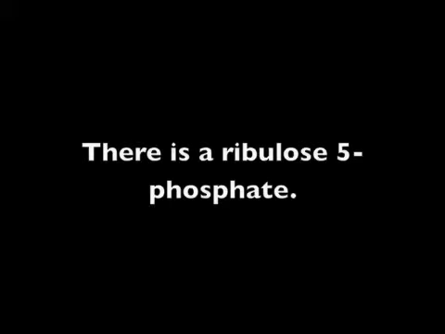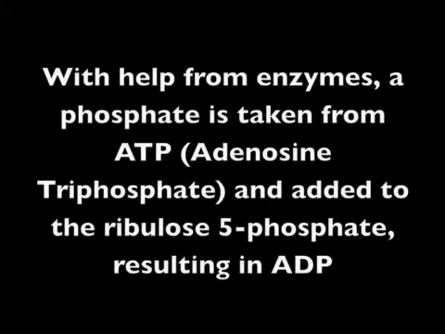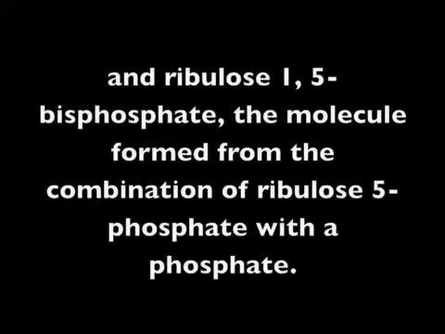First, there is a ribulose 5-phosphate. With help from enzymes, a phosphate is taken from ATP, adenosine triphosphate, and added to the ribulose 5-phosphate, resulting in ADP, adenosine diphosphate, because a phosphate was taken away from the adenosine triphosphate. Ribulose 1,5-bisphosphate, the molecule formed from the combination of ribulose 5-phosphate with a phosphate, is formed as well. Don't ask me why it's called that.